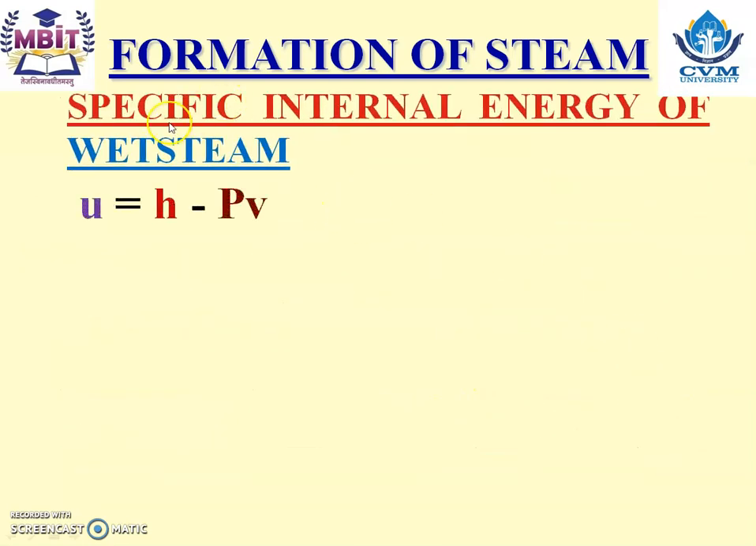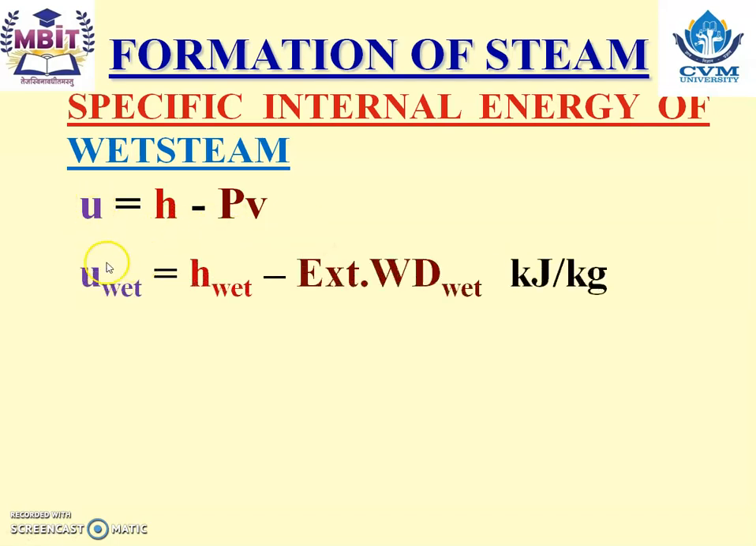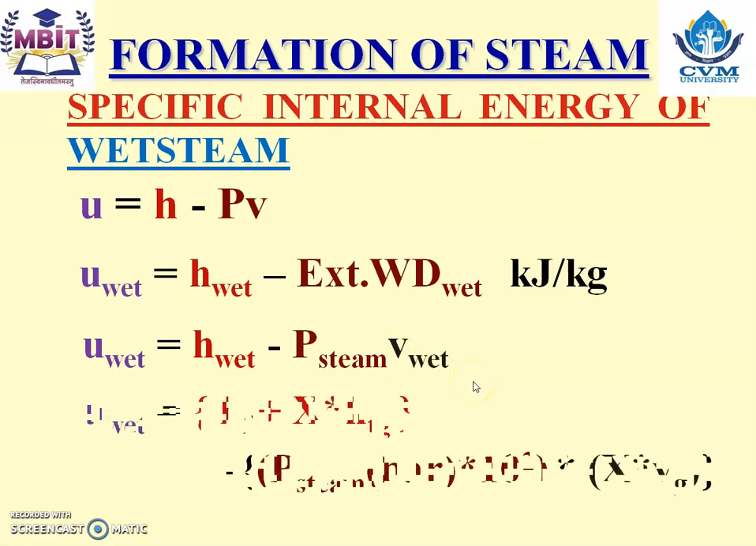Now let us calculate the specific internal energy of wet steam. So here there are two things to be kept in mind. One is specific, another is wet steam. So the equation is U is equal to H minus PV. So U wet, because it is for the wet steam. So specific internal energy of wet steam is equal to H wet minus PV, meaning external work done for wet steam. Now what is the equation for H wet and what is the equation of external work done? We have to substitute here. So that is equal to H wet minus P steam multiplied by specific volume of wet steam.